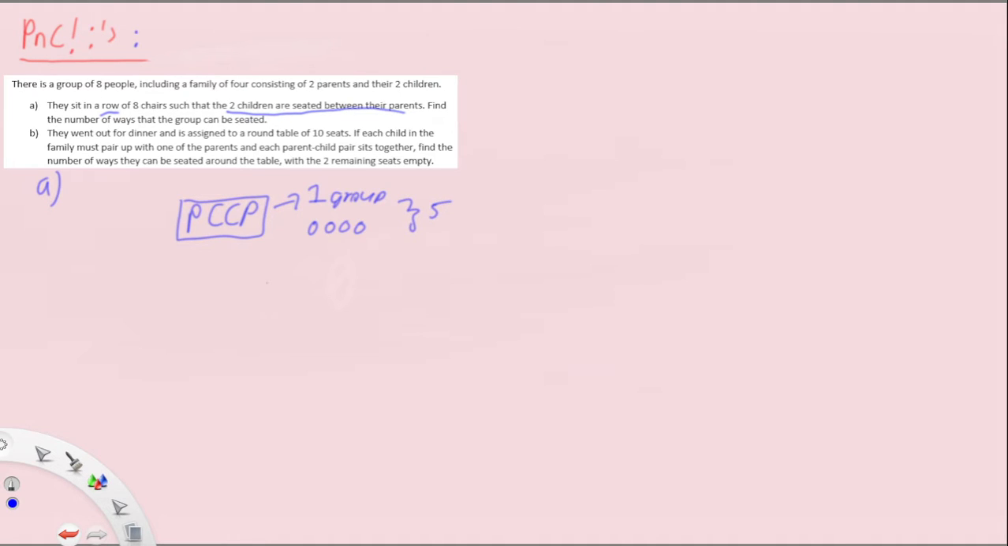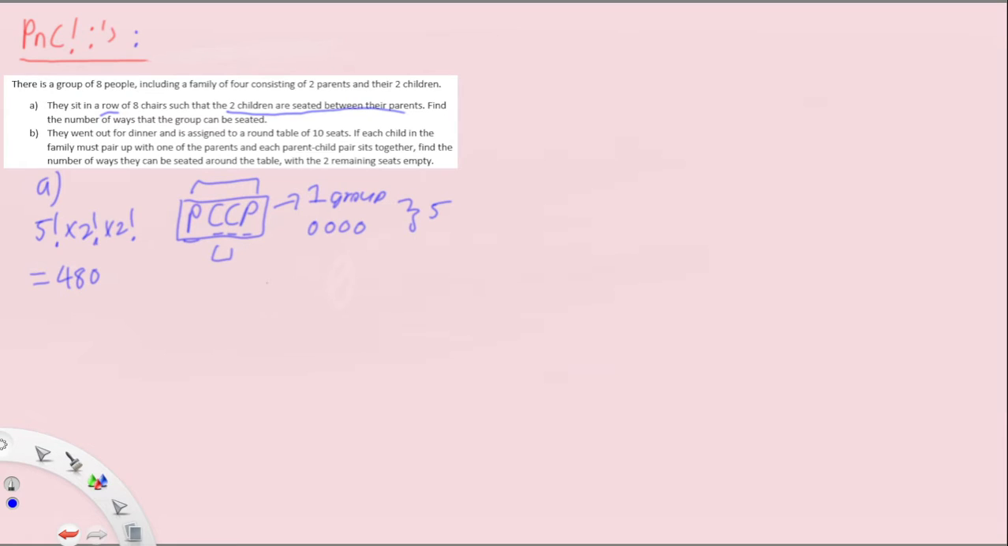So we start off with 5 factorial. Now, don't forget we need to arrange the elements within the subgroup. So we have PCCP. We cannot do 4 factorial because that will include cases where the 2 children are not between the 2 parents, PPCC, for example. Because of that, what we should do is to arrange the parents individually and children individually for 2 factorial times 2 factorial. Alright, for a total case of 480.